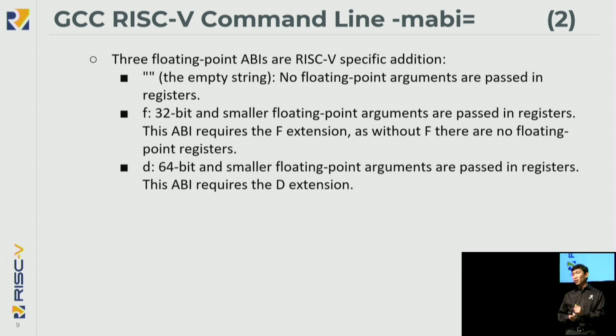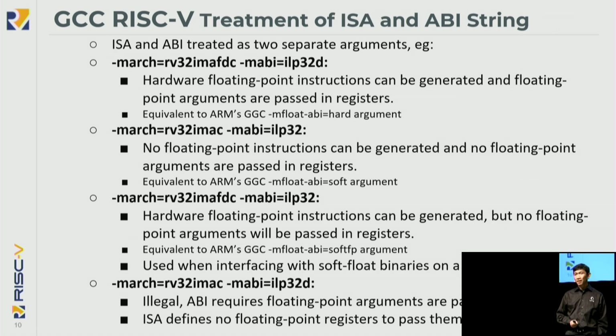If you don't want any floating point argument to be passed in registers, then don't give any extension. But if you want a floating point argument, like a 32-bit or smaller one, to be passed in registers, then in addition to, for example, ILP32, you can put an F there. Similarly for D, which defines that it is a 64-bit floating point.